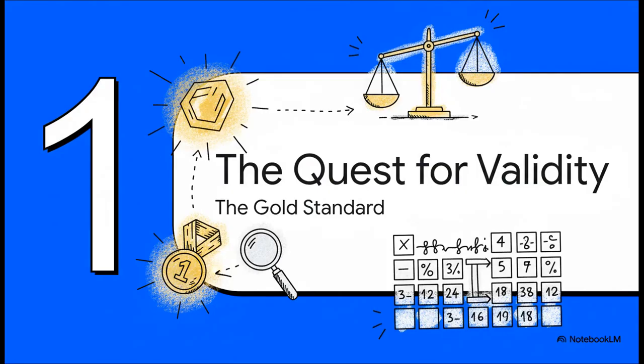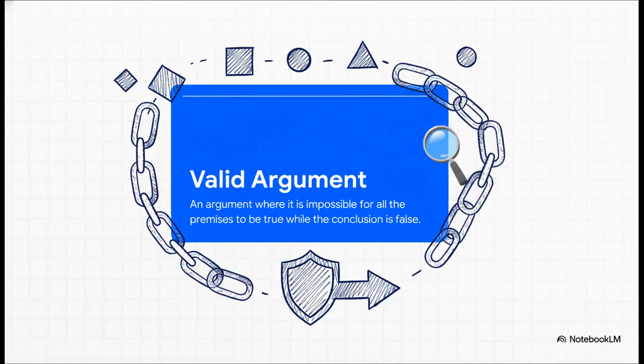Our investigation really starts with one key idea, this quest for what's called validity. In the world of logic, that word has a super specific meaning, and it's the gold standard we're hunting for. And here's what it is. A valid argument is like a watertight contract. If you accept all the starting points, we call those the premises, as true, then the conclusion has to be true. It's an absolute guarantee.